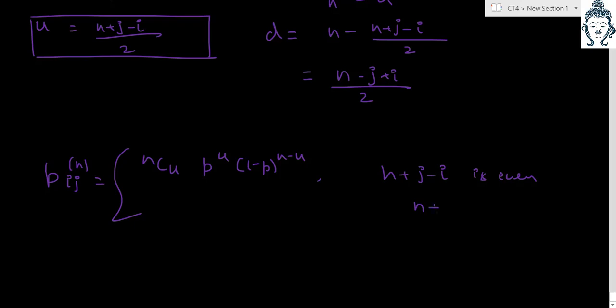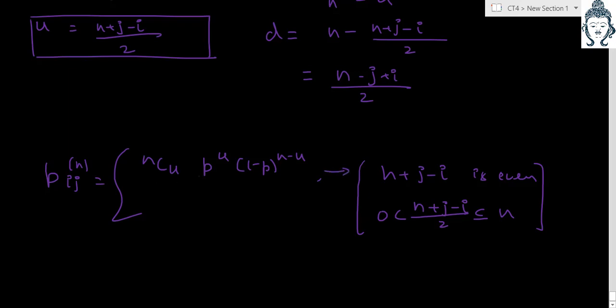So n plus j minus i by 2 has to be between 0 and n, right? So this is another consideration. Another way I can write this is n plus j minus i is between 0 and 2n. If these two things are true, only then can I apply this definition.